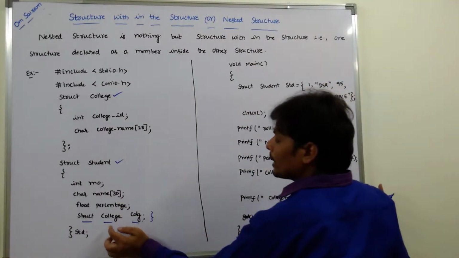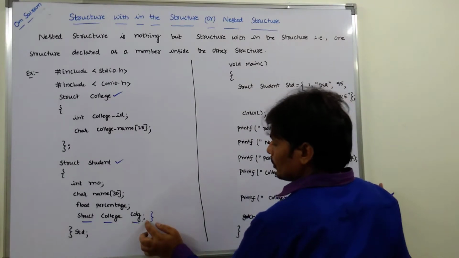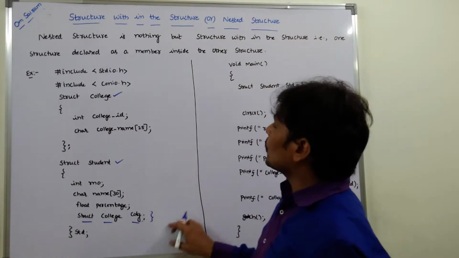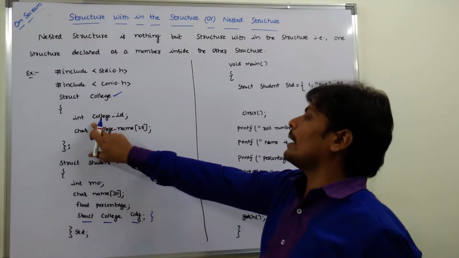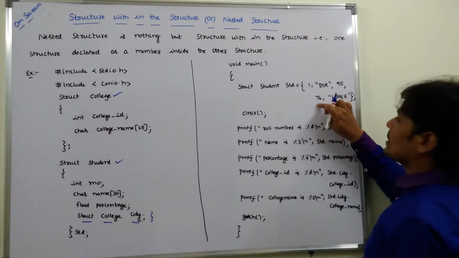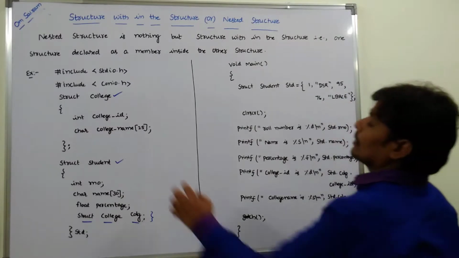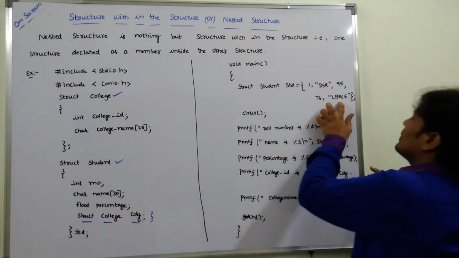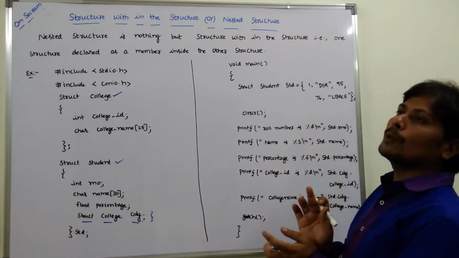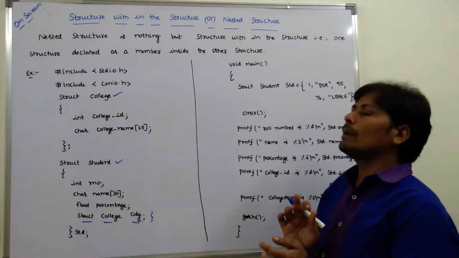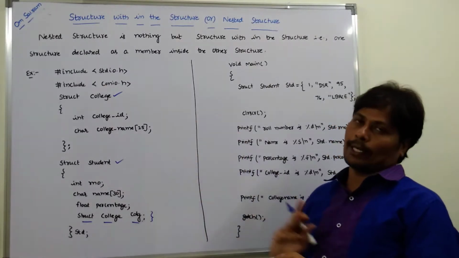Next, when we go to this one, go to this structure college. What are the members there? College ID. College ID is 76. College name is LBRC. So in this way, we have to initialize all the members of the two structures.